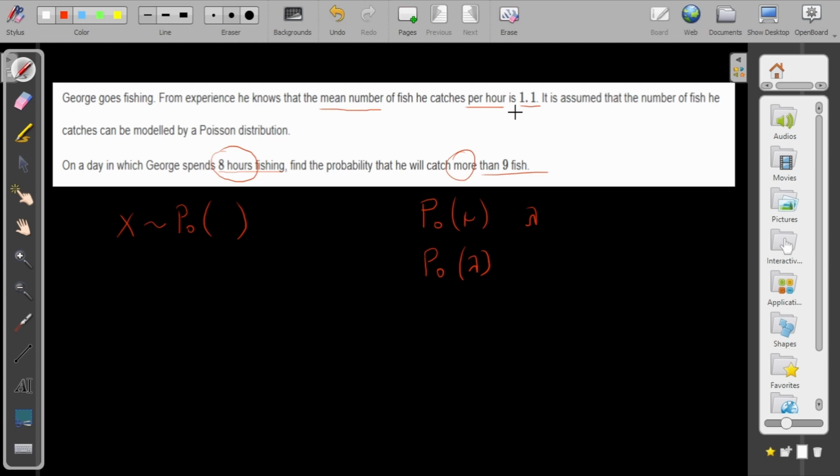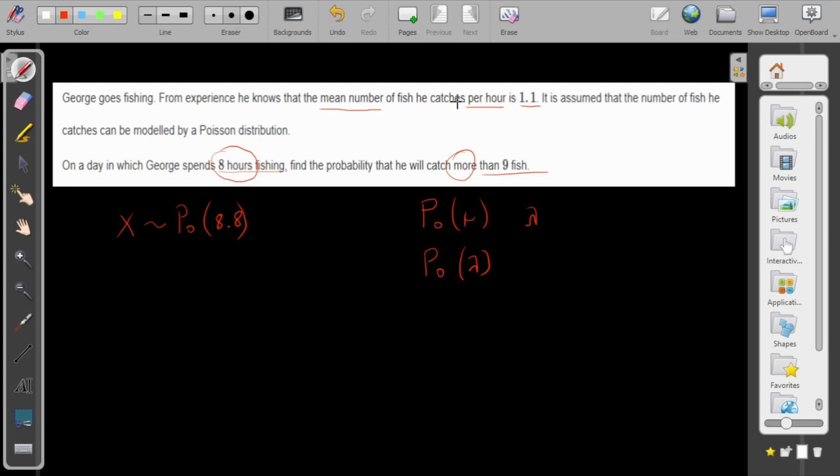Now here they tell me that the mean number of fish that he catches per hour is 1.1. But the interval that I'm interested in is 8 hours. One day George spends 8 hours. So basically the mean for these 8 hours is 8 times 1.1, which is 8.8. So my variable follows the Poisson distribution with mean lambda 8.8.